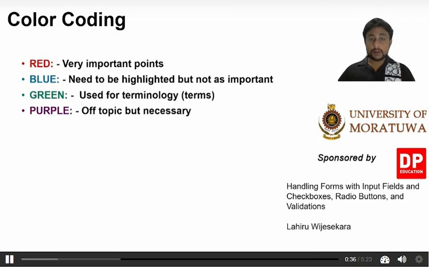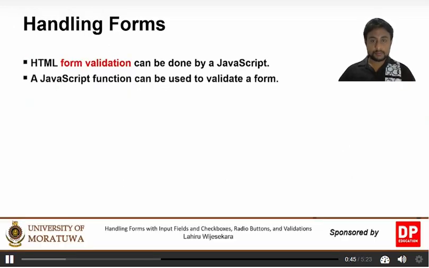Let's look at the important color coding. These color codings will help you in the preceding lectures. Let's look at handling forms. HTML form validation can be done by JavaScript. This is a way to manipulate the HTML. A JavaScript function can be used to validate an HTML form easily.